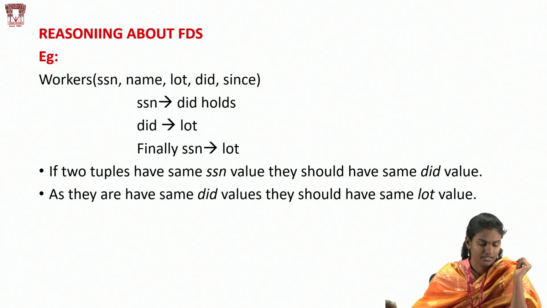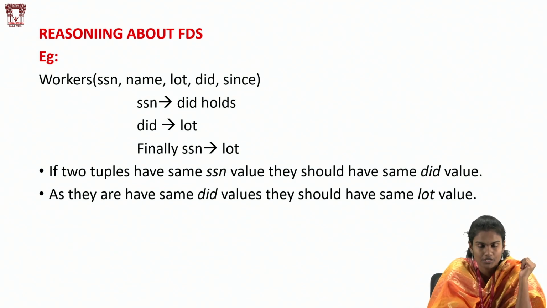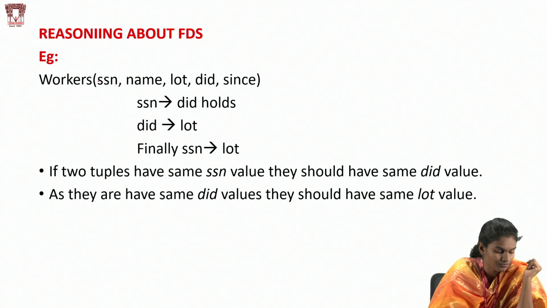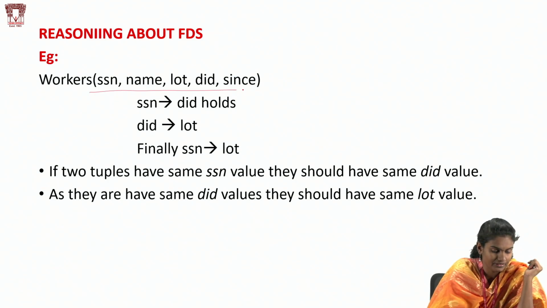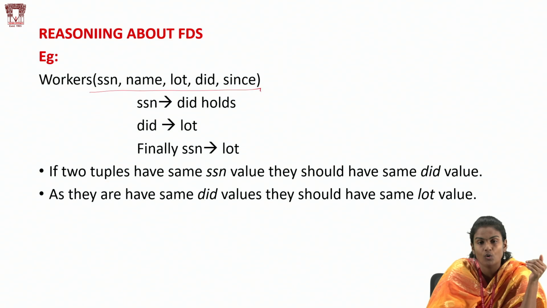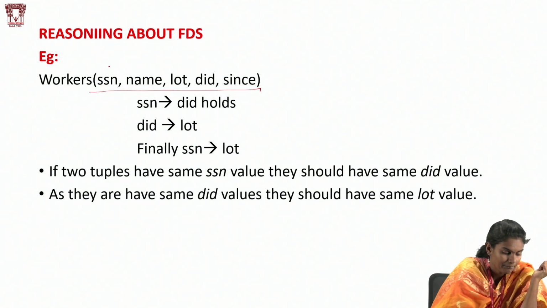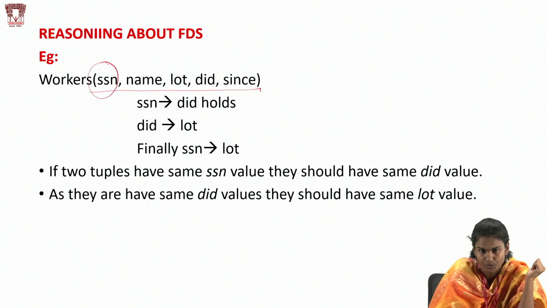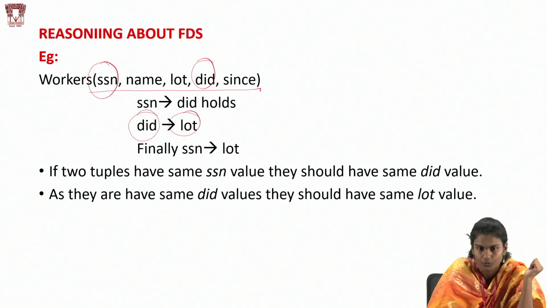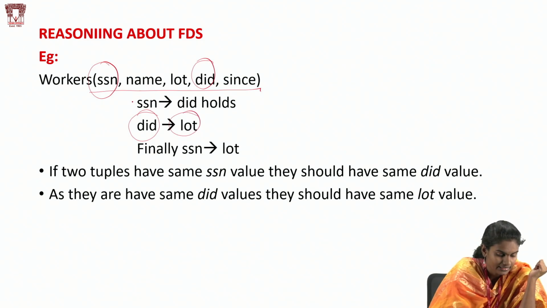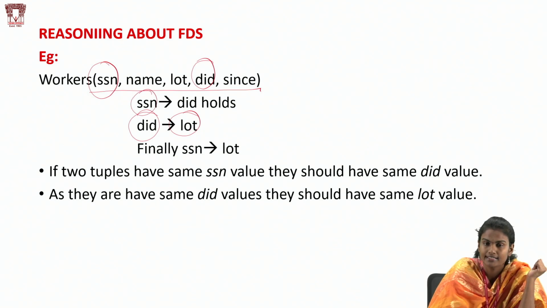Now let's see one more thing. If you have a workers relation, means worker table, it consists of columns like SSN, name, LOT, department ID, etc. Since these are different column names, how will we analyze the functional dependency? Based on the SSN, social security number, I can extract the department ID. At the same time, if you know the department ID, you can get this attribute value. Finally, using this SSN, you can get this attribute.